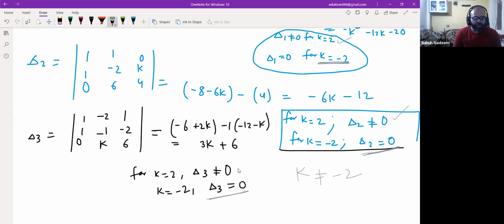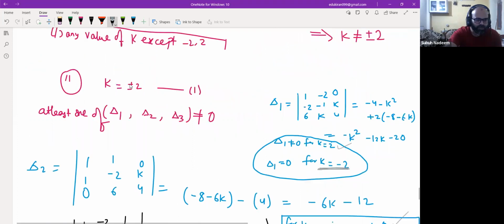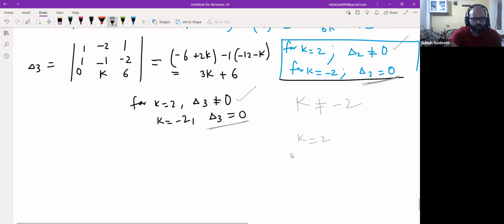here, all of them are non-zero. So if all are non-zero, then also fine. If 1 is non-zero, then it is also fine. If 2 is non-zero, then also it is fine. So k equal to 2 can be accepted. So if we see both the conditions, above is k is plus minus 2 and second is k equal to 2. So we'll say that k equal to 2 is our answer.